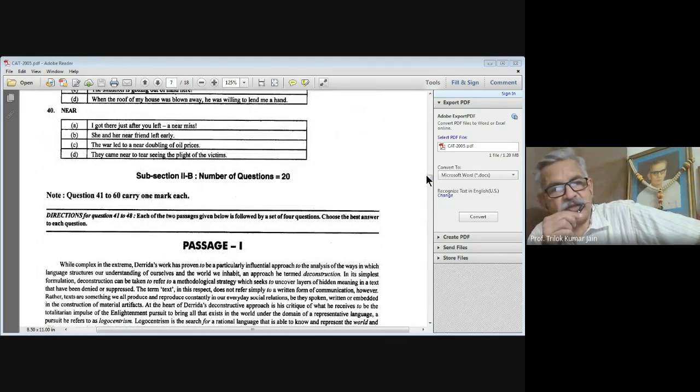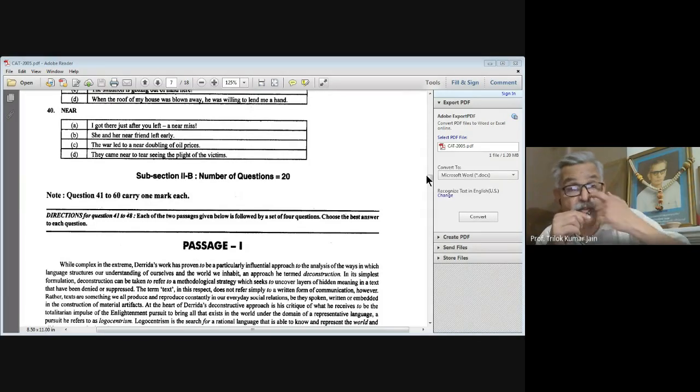I got there just after you, a near miss, correct? She and her near friend left early. She and her close friend left early. Near friend is incorrect. B is incorrect. The war led to a near doubling, correct? Near doubling of oil prices. They came near to tears. This is correct. The incorrect is B. She and her near friend. Instead of near friend, she and her close friends.